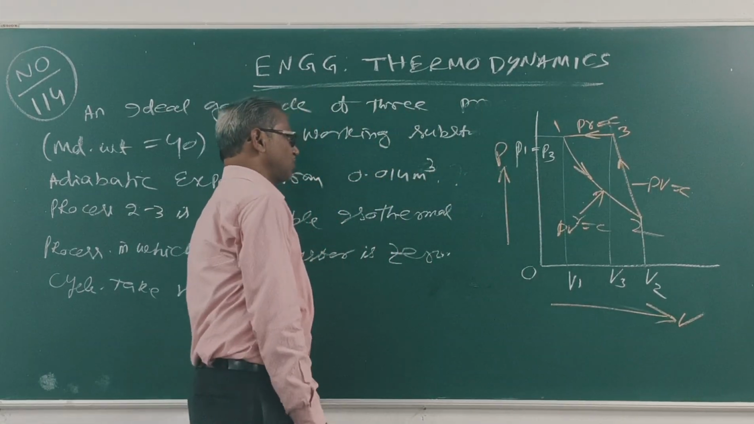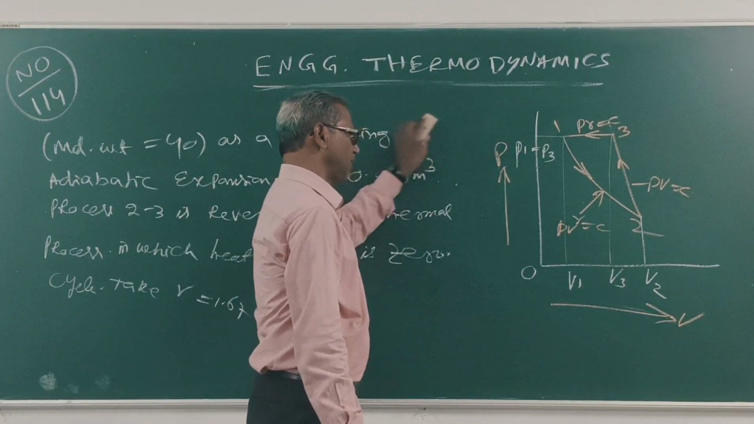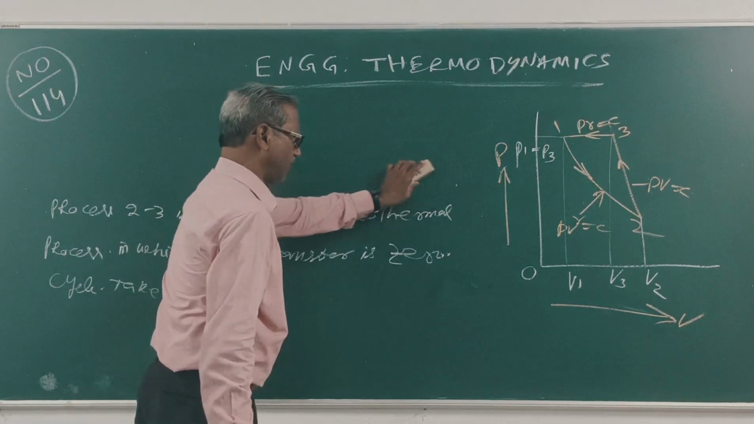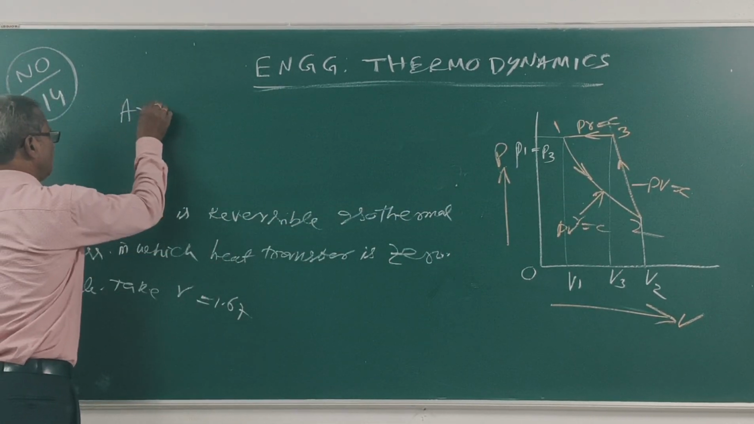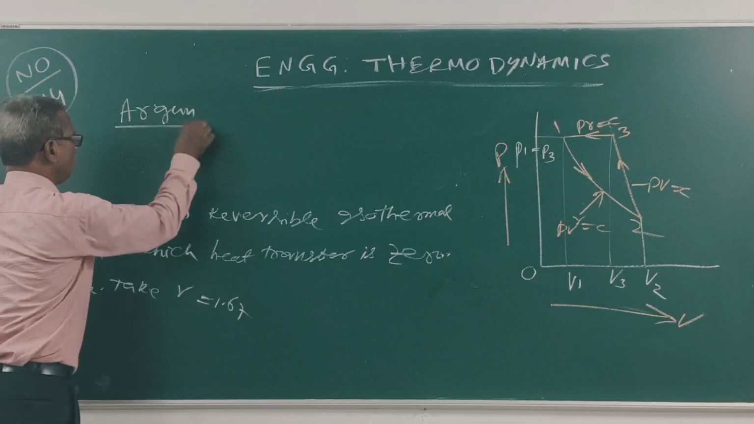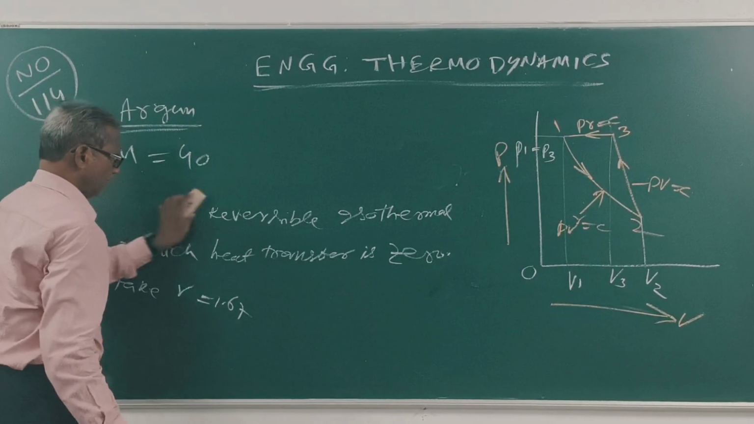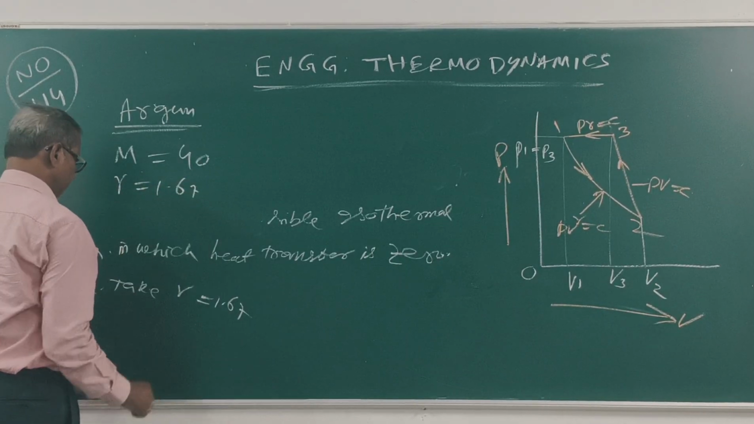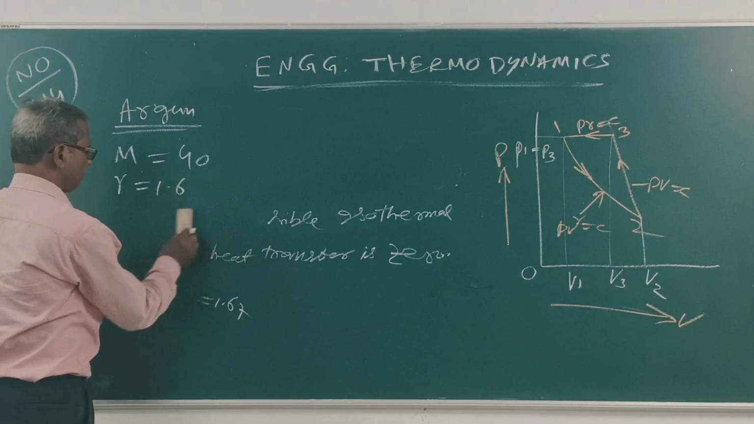Now, first write the given data. An ideal cycle consists of three processes using argon as working fluid, having molecular mass 40. Clear? Argon. Molecular mass is equal to 40. Gamma is 1.67.